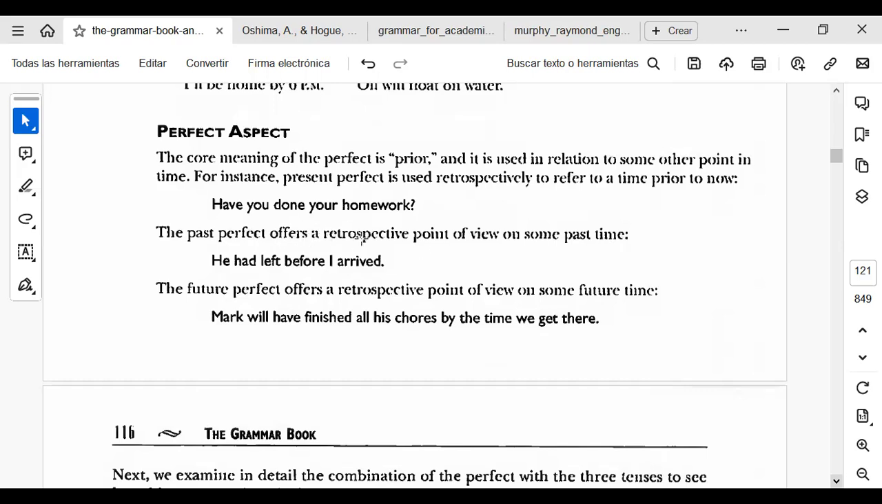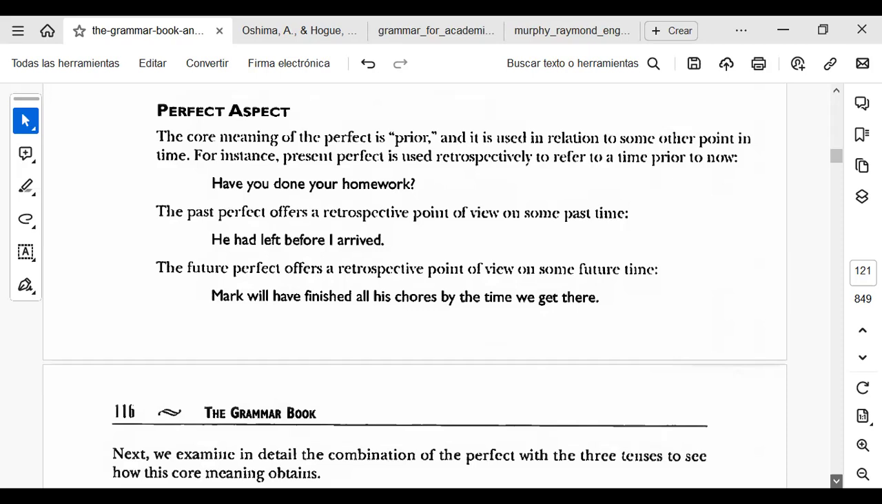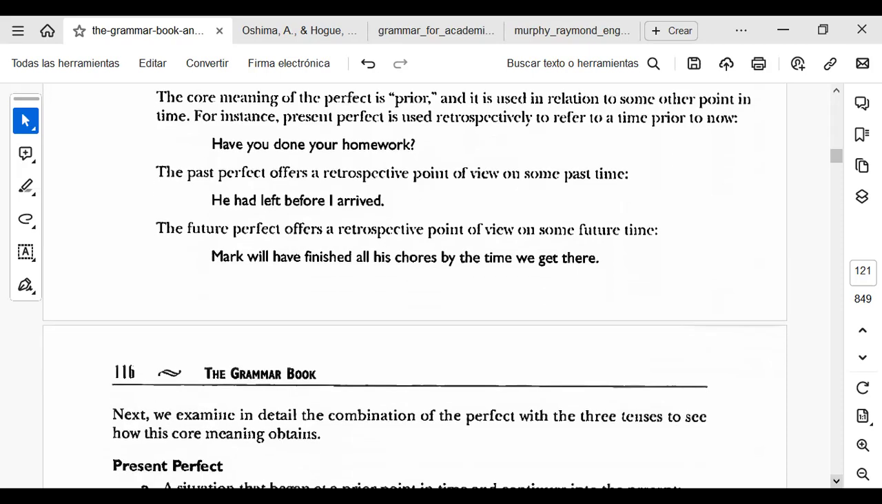The past perfect offers a retrospective point of view on some times before a simple past. The future perfect offers a retrospective point of view from some future time. Mark will have finished all his courses by the time we get there. Okay, so that's the meaning of perfect. It's prior to a sentence.